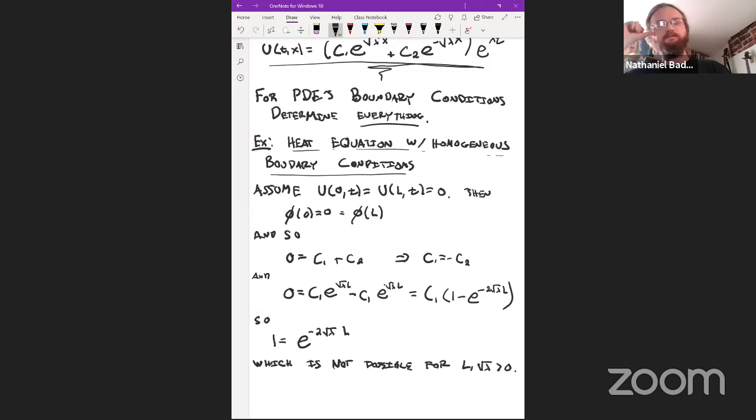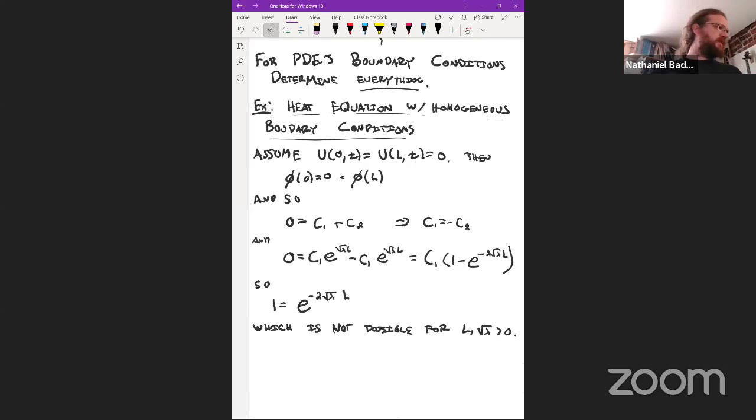Greater than 0. Okay. So certainly if L is equal to 0, then we're fine, or if lambda is equal to 0, then we're fine. But if lambda is equal to 0, then we're in a trivial case. And if L is equal to 0, then we're in another trivial case. So this is a bit of a problem, right?